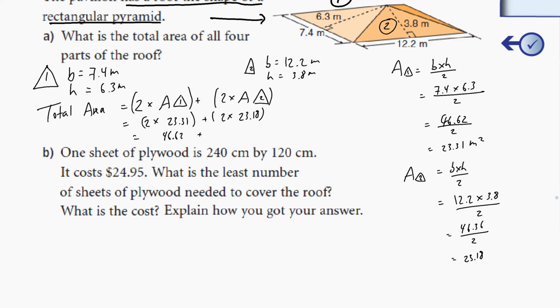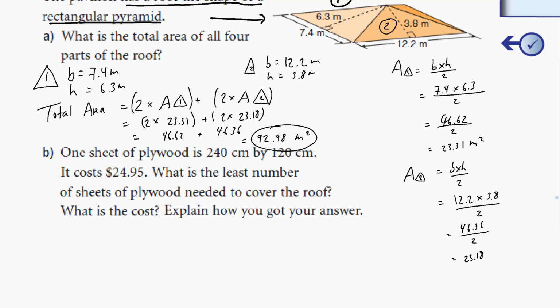So 46.62 plus 46.36, and that will equal, if I can do that in my head, 92.98 meters squared. So that's the total area of all 4 parts of the roof. 92 meters and 0.98 meters squared.